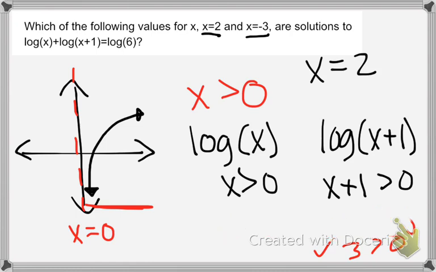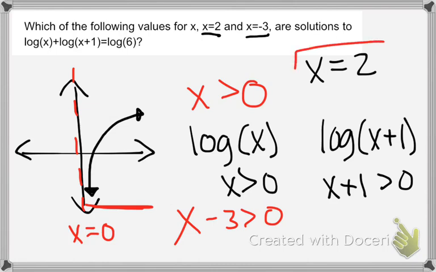Now let's go ahead and check x equals negative 3. If we plug in negative 3, we get negative 3 is greater than 0, and that does not check out. So we don't even have to go ahead and check the other one. If it doesn't work in one of the parts of the equation, we can't use it as a solution. So we're not going to include x equals negative 3. Then our only solution to this equation is going to be x equals 2.